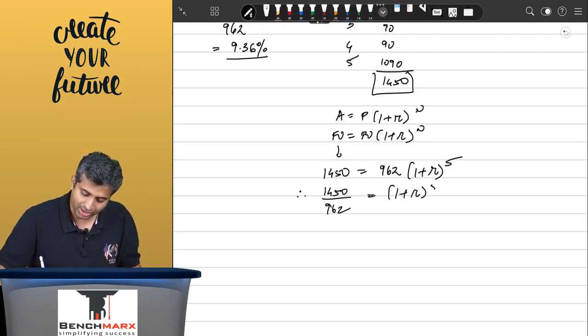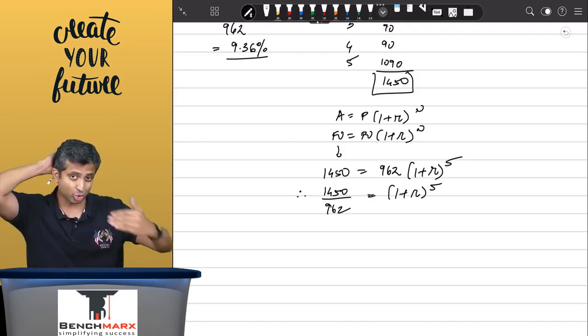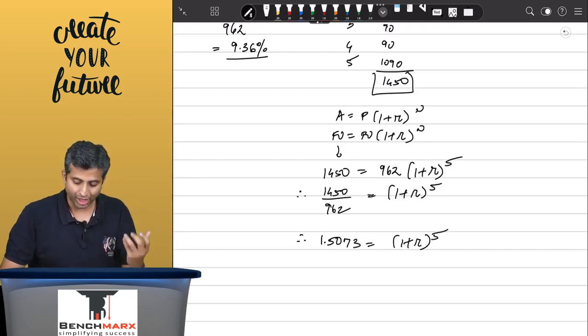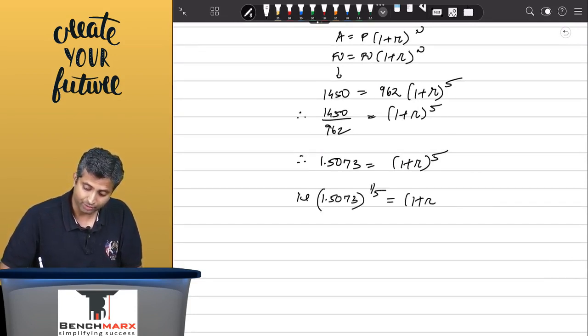So this is into 1 plus R raised to 5. So this is 1450 divided by 962. That is, 962 today becomes 1450. So this is approximately 1.5073 equals 1 plus R raised to 5. Now the problem is, if you want to find 1 plus R, you have to take the fifth root, that is 1.5073 raised to 1 by 5 equals 1 plus R.